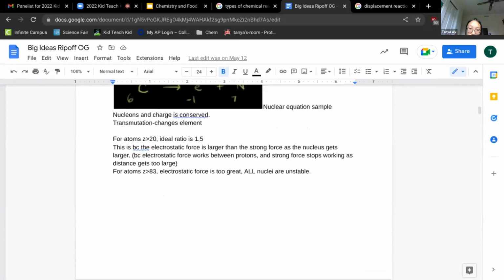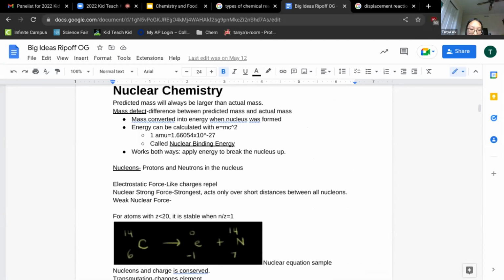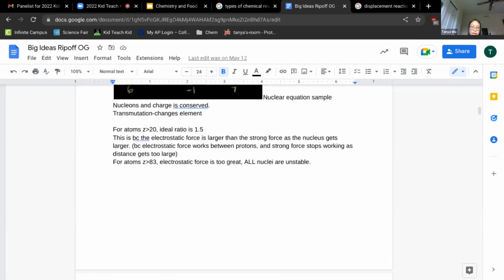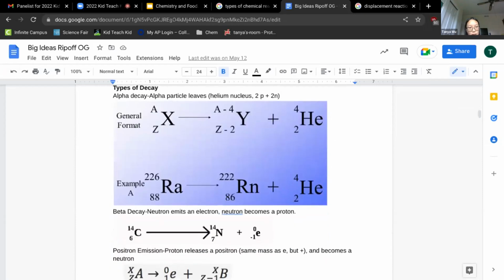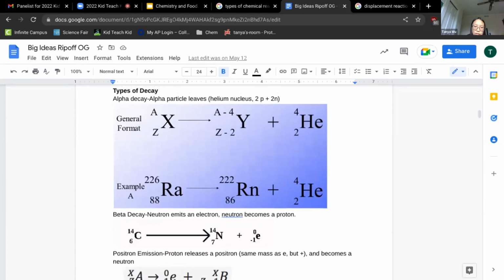But if the atomic number is greater than 83, all nuclei are unstable. When they're unstable, they will decay in various ways. An alpha decay is when an alpha particle leaves. An alpha particle is just 2 protons and 2 neutrons. The helium nucleus just leaves. So then it will create a helium nucleus and a new element.